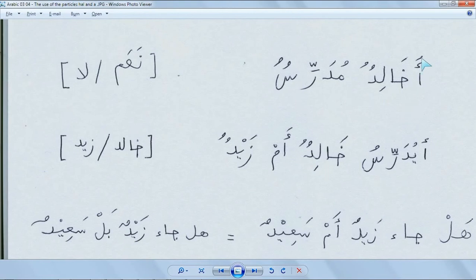So if we cover up the hal we have the sentence Khalidun Mudarrisun. Khalid is a teacher. Now we want to switch this into a question. We just put the hamza at the beginning, and you don't leave a space.